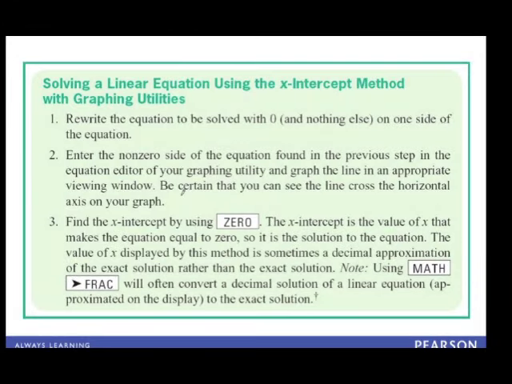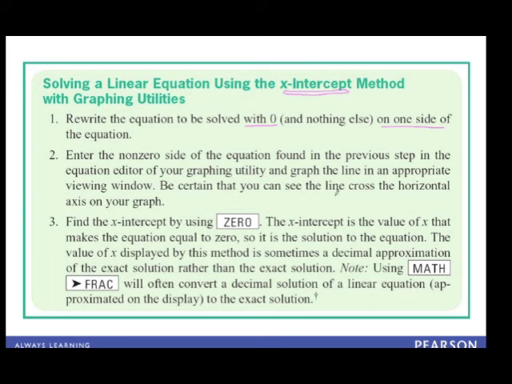Solve some linear equations by hand, but you can also do them with a calculator. The first thing with using the x-intercept method, because the solution will make it equal 0, is to rewrite the equation to be solved with x on one side of the equation. Make it x equals. Enter the non-zero side of the equation from the previous step in the equation editor and graph the line in a good viewing window.